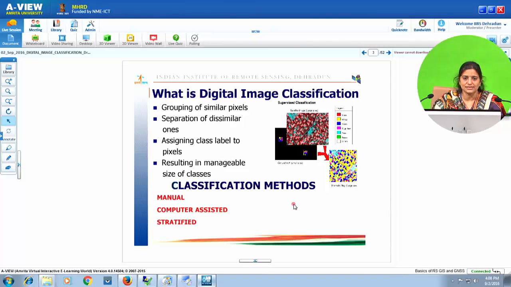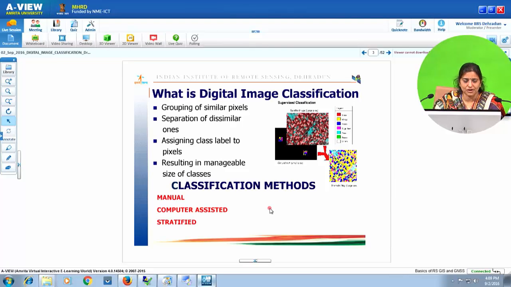So manual classification can be done on a hard copy image, or you can open the image on the software, and on that soft copy image also you can identify the features and mark the boundary of the features manually and digitize it manually. The computer assisted classification is multispectral or digital image classification, which we will be discussing today.